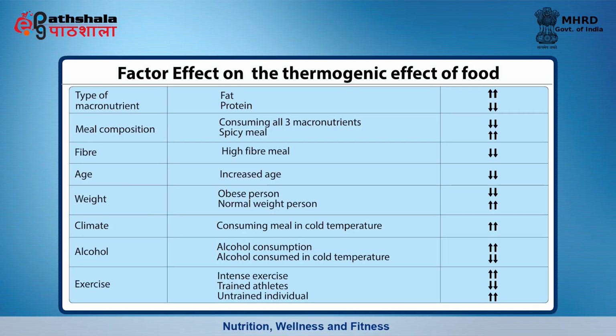This table explains the factors that increase or decrease the thermogenic effect of food. Fat increases the TEF while protein decreases it. Consuming all the three macronutrients at one go decreases the TEF, while spicy meals increase the TEF. A high fiber meal decreases the TEF. Similarly, increasing age also decreases the TEF.